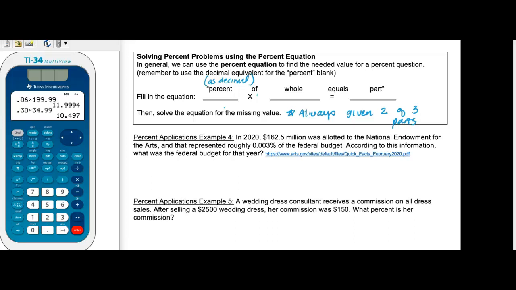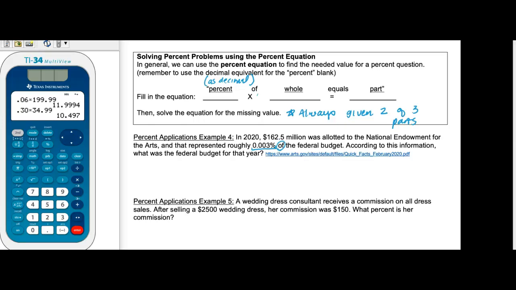So in 2020, $162.5 million was allotted to the National Endowment for the Arts, and that represented roughly 0.003% of the federal budget. According to this information, what was the federal budget for that year? So I see a couple of keywords. One, my eye goes to this percentage and I see the word of. And so I think of this of over here in my formula.